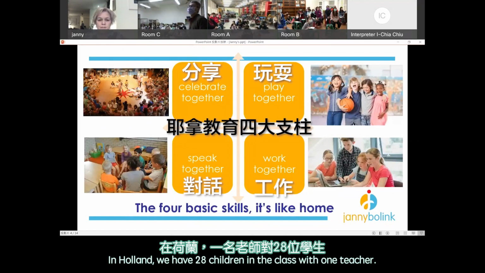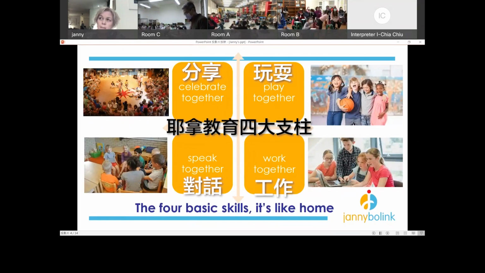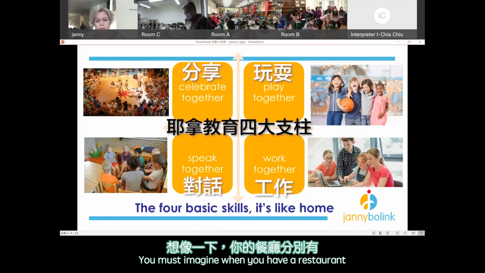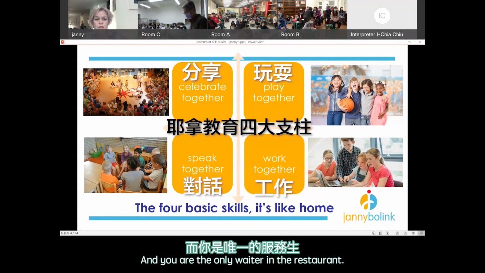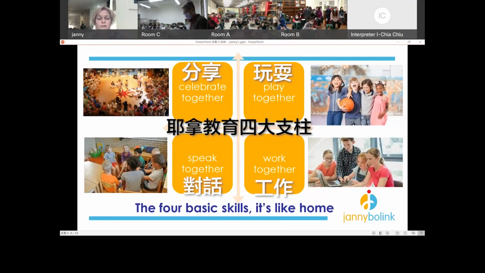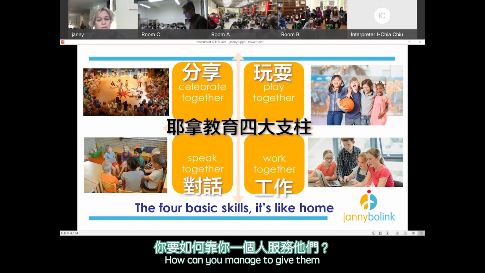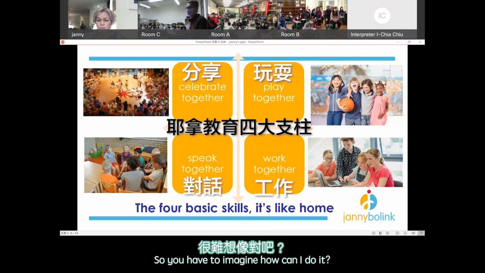In Holland we have 28 children in a class with one teacher. You must imagine when you have a restaurant and you have 28 guests sitting at different tables, and you are the only waiter in the restaurant. How can you manage to give them all food and drinks all by yourself? So you have to imagine, how can I do it?